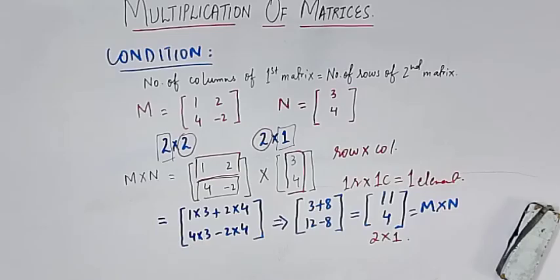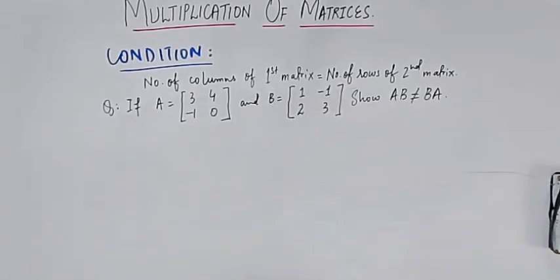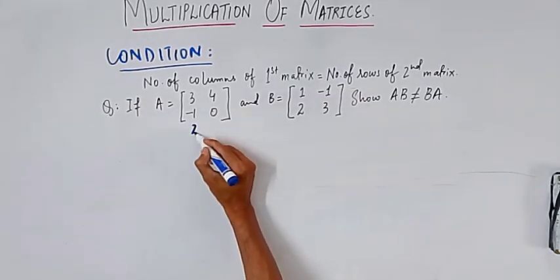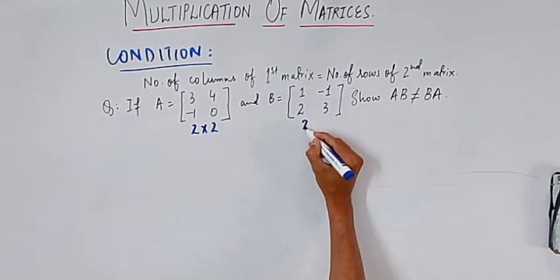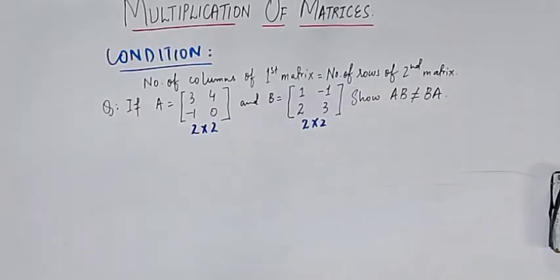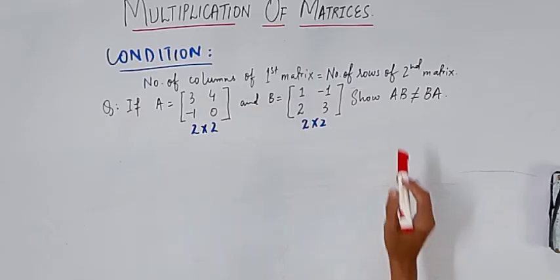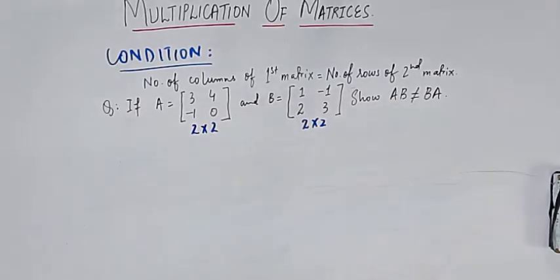Now let's see another example for the multiplication of matrices. Now if you will look at this particular question, two matrices are given. Matrix A 3 4 minus 1 0. The order of this one is 2 rows 2 columns, 2 by 2, and the second matrix B is given 1 minus 1 2 3. Its order is also 2 by 2. So it is satisfying the condition for the multiplication, but in the question we have to show that A multiplied by B is not equals to B multiplied by A.